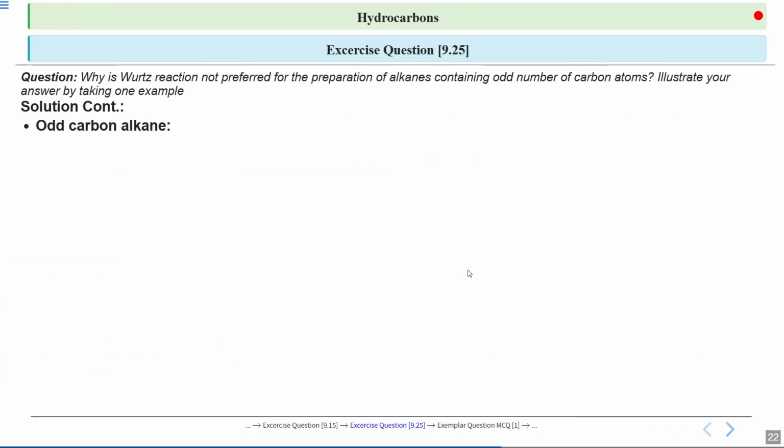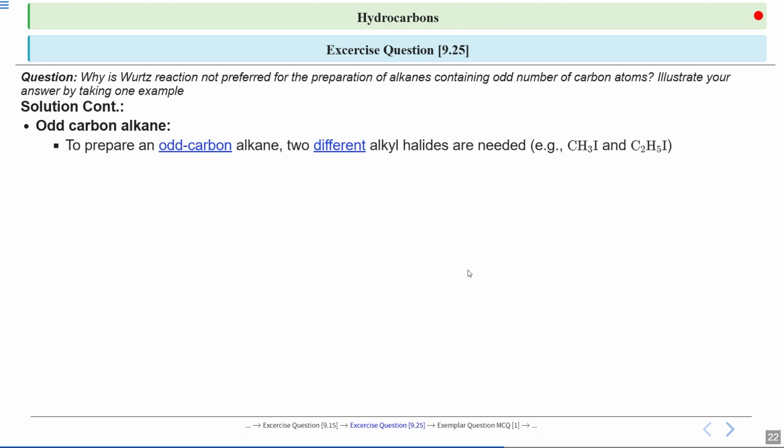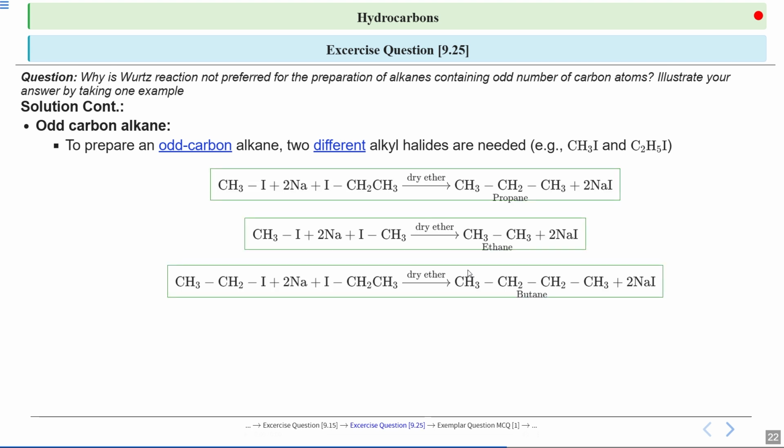Now moving on further, what can we say for odd carbon alkanes? To prepare an odd carbon alkane, we need two different alkyl halides. This is crucial because using identical alkyl halides won't give us the odd number of carbons which we need. For instance, let us consider using methyl iodide and ethyl iodide. Here we see the reaction setup. Methyl iodide reacts with ethyl iodide in the presence of sodium and dry ether. This should ideally give us propane, an odd carbon alkane.